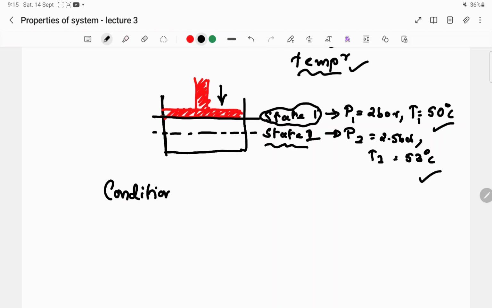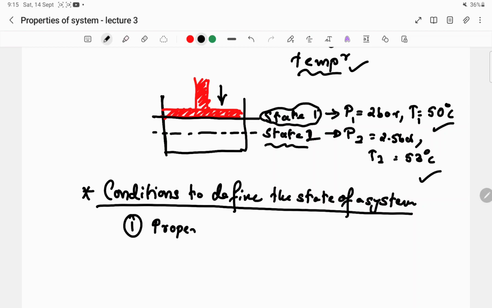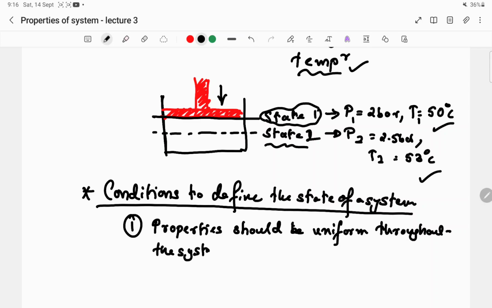Conditions to define the state of a system. The first condition is that the properties should be uniform throughout the system. I'll explain this. Let's first write it down.